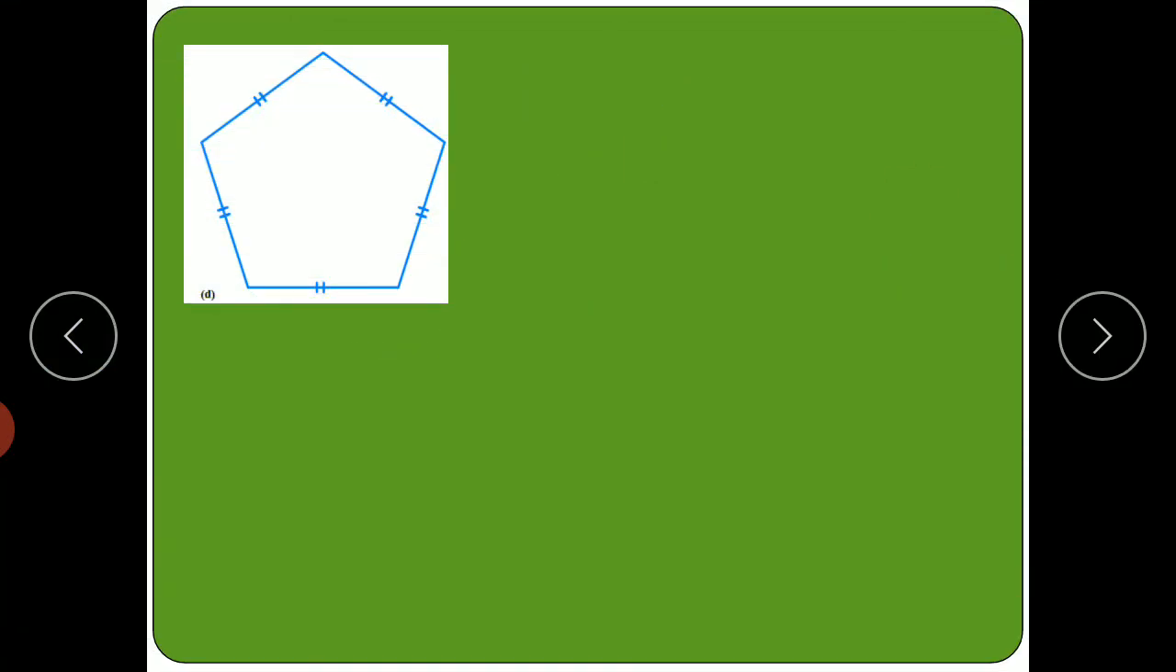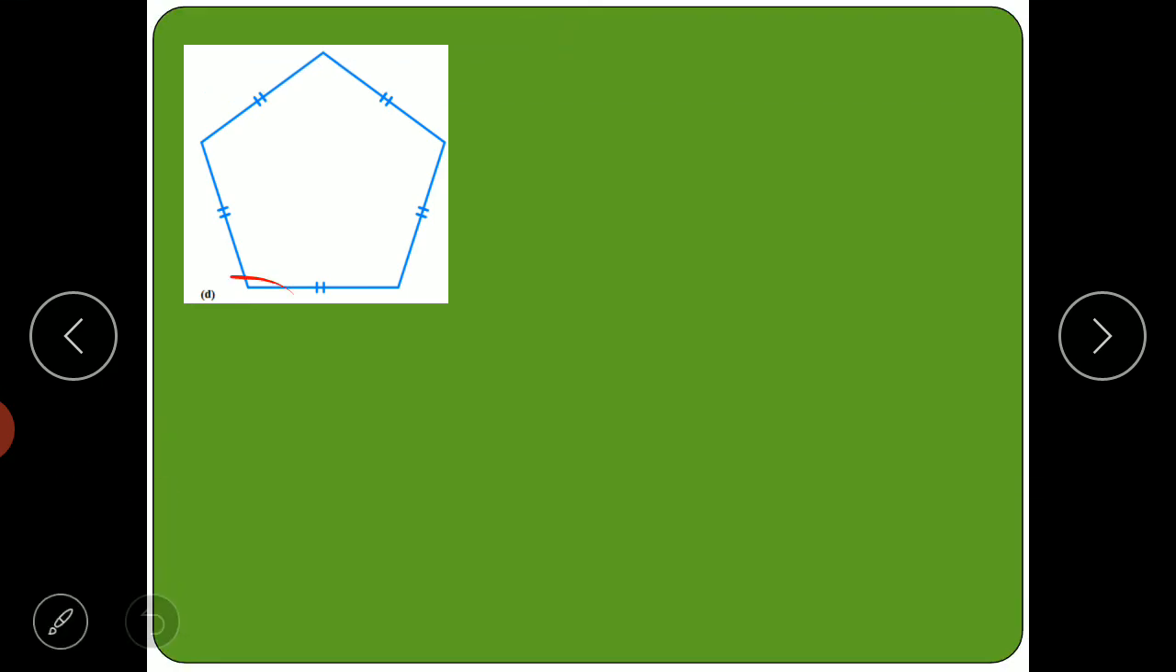And the last one in this, by seeing this one you can understand very well, when they mark like this, all the sides are equal. All the sides are equal means definitely all the angles also will be equal. So it is a regular polygon. And what type of polygon? 1, 2, 3, 4, 5. A 5-sided polygon is called a pentagon. And it is a regular pentagon because all the sides are equal. All the angles also will be equal.